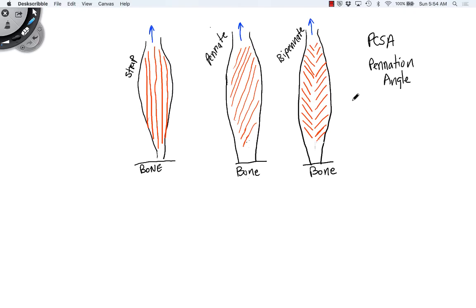Okay, so now let's look at the effect of pennation angle and what that means for physiologic cross-sectional area. In the process of doing that, we'll define physiologic cross-sectional area.